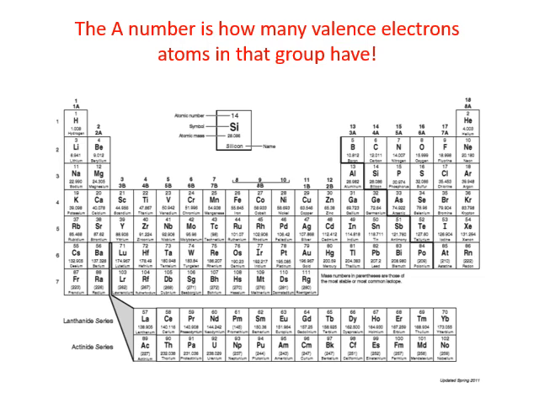If you forgot your periodic table, the A number tells you how many valence electrons an atom has. So boron has 3, carbon 4, phosphorus 5, bromine 7, etc.